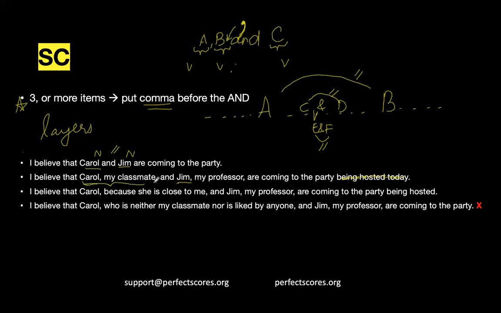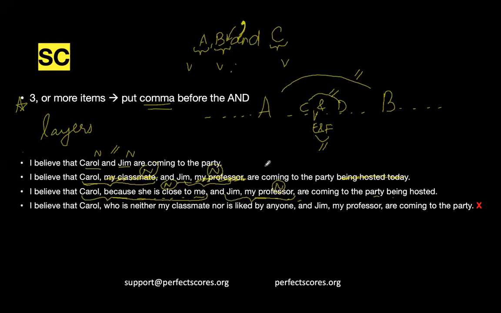If you look at these groups, the meaning that they give is still of Carol and Jim. So, meaning-wise, they are still nouns. What is added is just to lengthen the sentence, nothing else. The third one: I believe that Carol, because she is close to me, and Jim, my professor, are coming to the party being hosted. So again, if you look at this entire group of words, it is still talking about Carol. That's the main meaning, Carol. And then over here, this is still referring to Jim, which is a noun. So here also, I'm talking about two nouns.